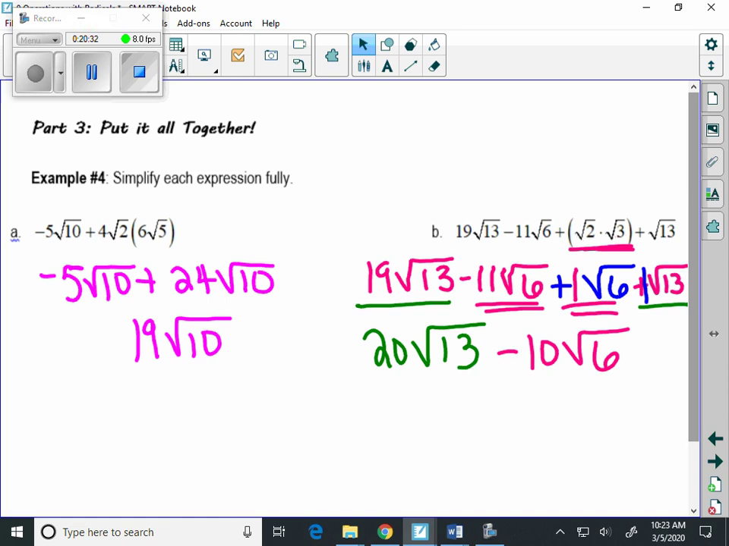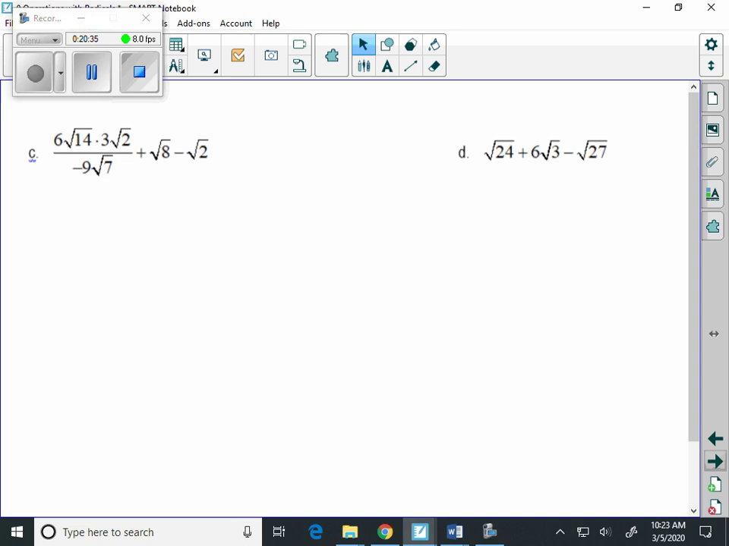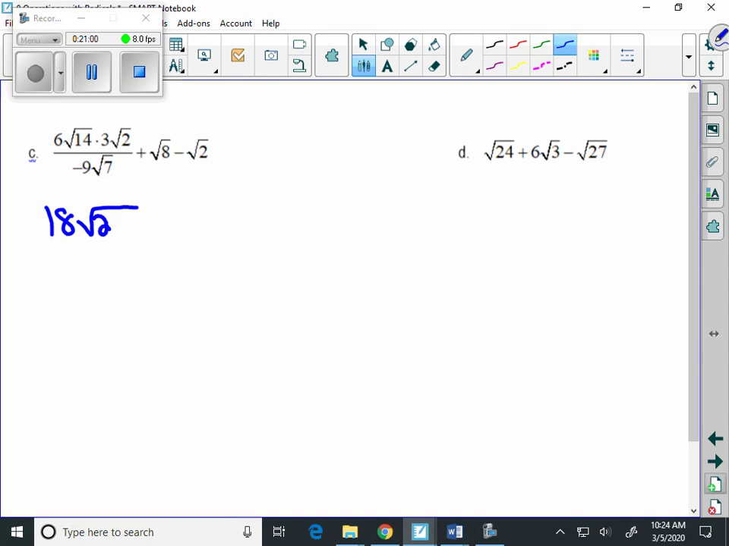As we get close to finishing, letter C looks probably a little bit more complicated than it is, but I am going to take it step by step. What seems complicated is that there's a fraction in there. So when we start on part C, I'm going to start with just the top of the fraction. 6 times 3 is 18. Square root of 14 times square root of 2 is square root of 28. Not going to change this, not going to change that. I'm going to do it a step at a time.